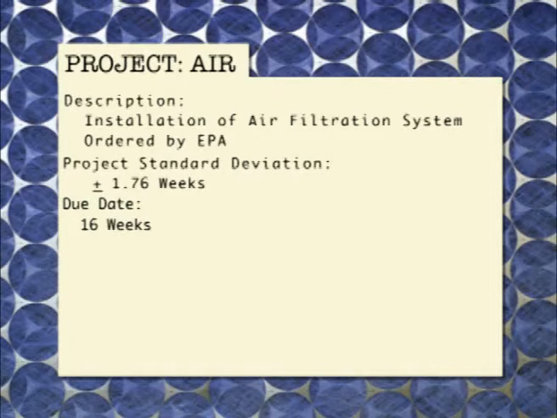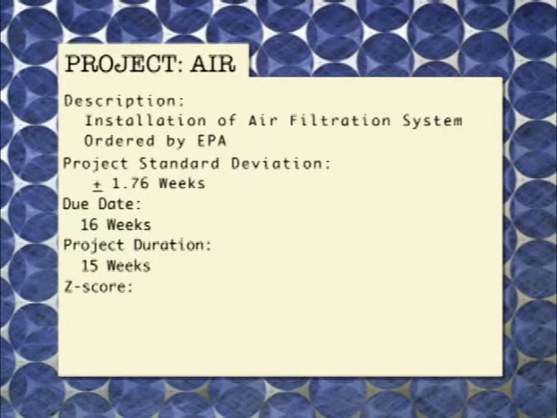We have assumed this, and we're going to assume one other bit of information, and that is that the project duration is 15 weeks. Okay? So we have all of this information. Now we want to know the probability of finishing this project, having it done by that 16th week. Well, we need something called a z-score. You remember those from statistics? Well, it's not as difficult as it was in statistics.